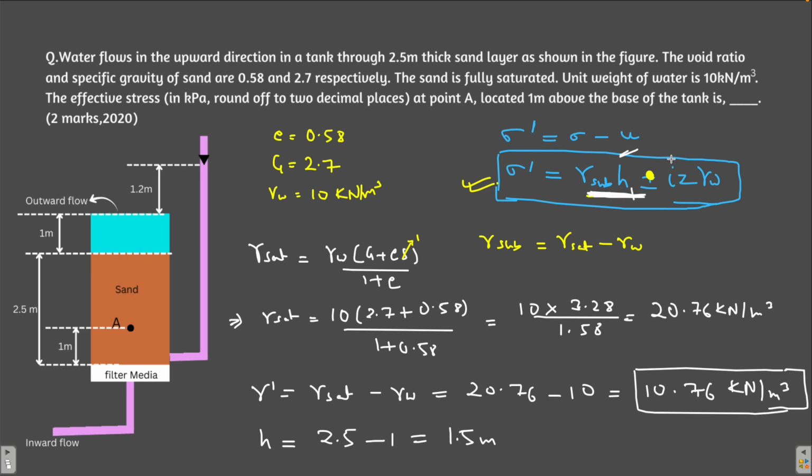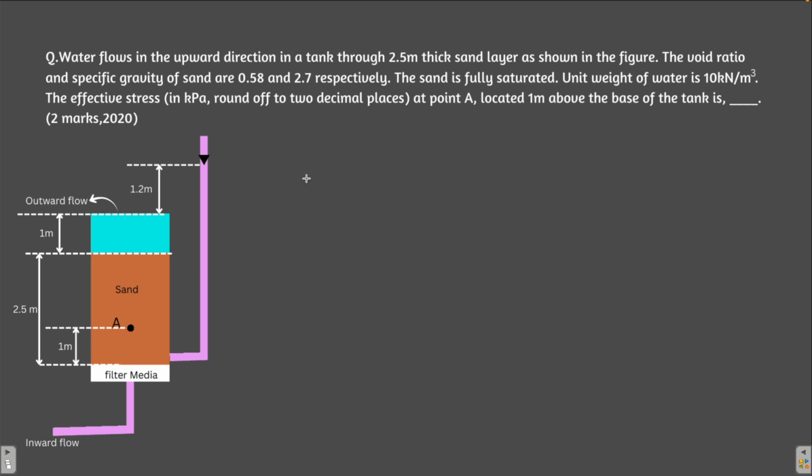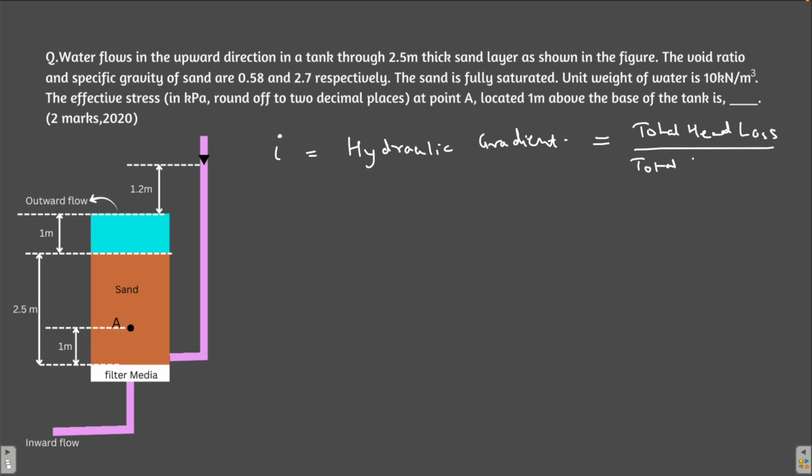Now we have to subtract i z gamma W. Now let's understand what is i, what is z, what is gamma W. Our next task is to find out what is i. i is the hydraulic gradient. Now what is hydraulic gradient? It is the head loss by the total height of the soil, the height of the soil in which head is getting lost, right? So let me write it down like this: head loss by total length of soil.